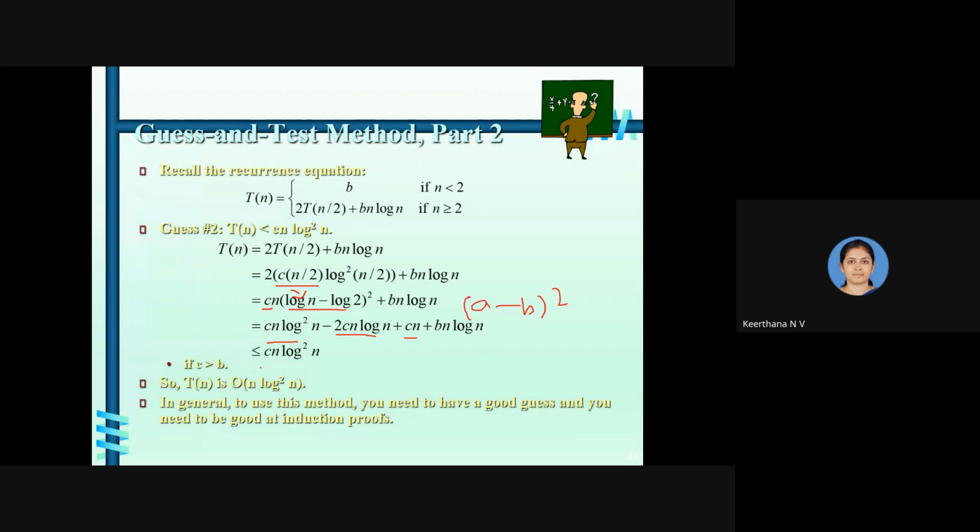So commonly we are going to write it as C n log square of n. So if you are using it in this case, the time complexity will be order of n log square n.